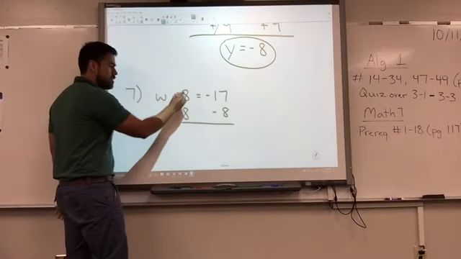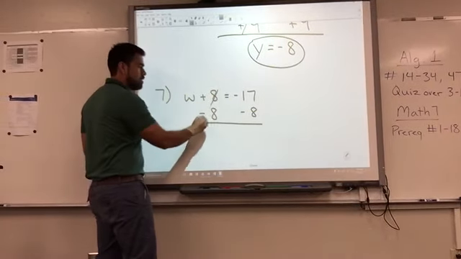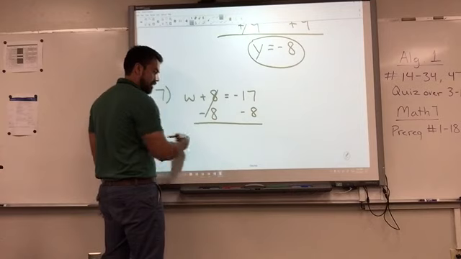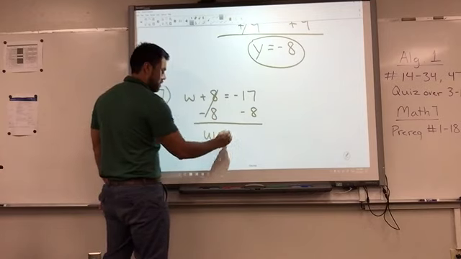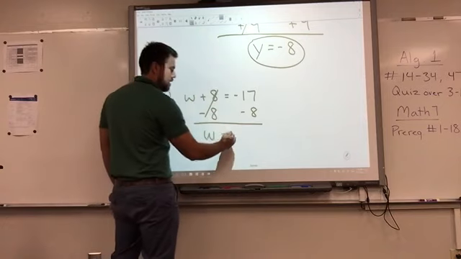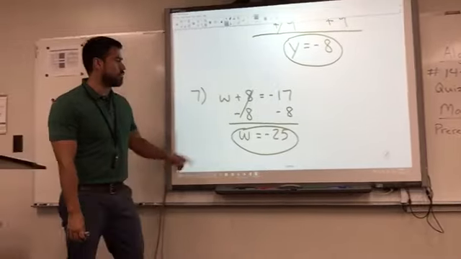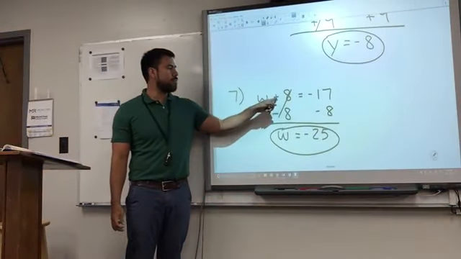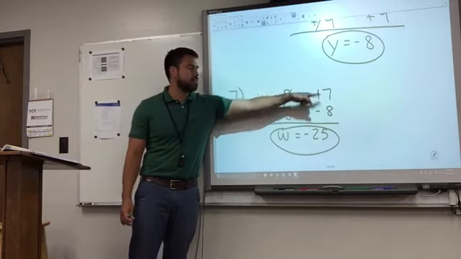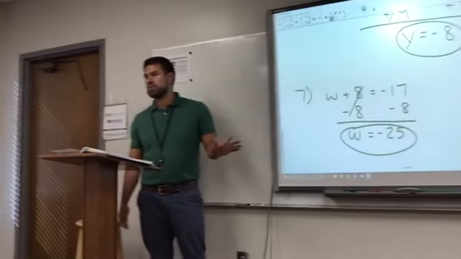Okay? What happens to these two guys? Cancel each other. Canceled out. I'm left with what on the left side? W. What's on the right side? Negative 25. W equals negative 25. Does that really work? Well, what's negative 25 plus 8? Negative 17. It's negative 17. That's the only number that works. There are no other numbers.